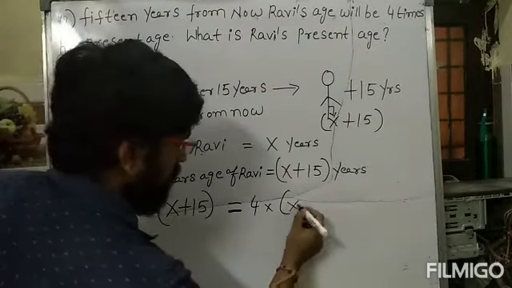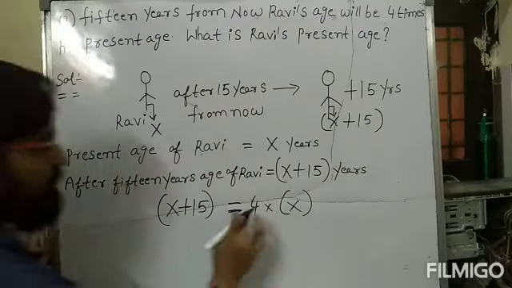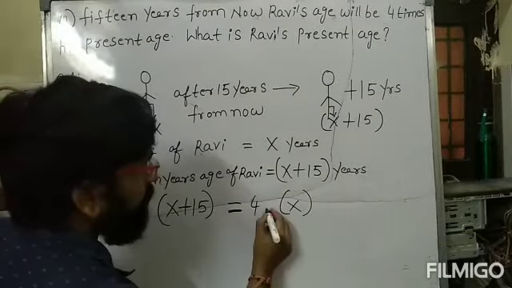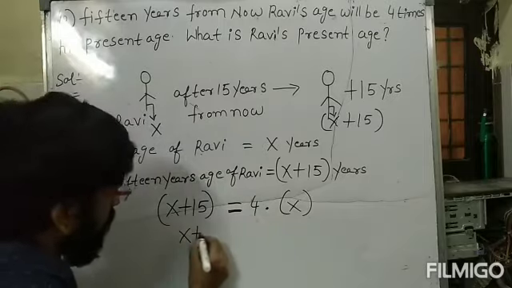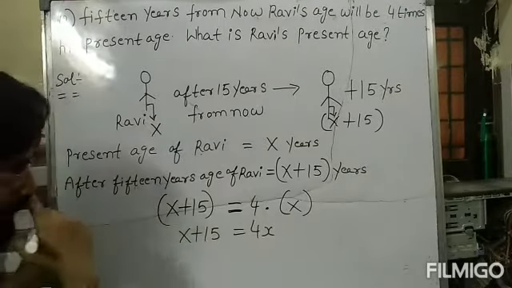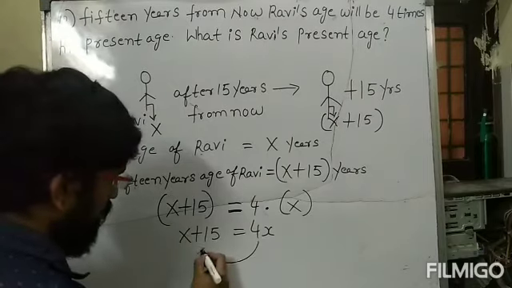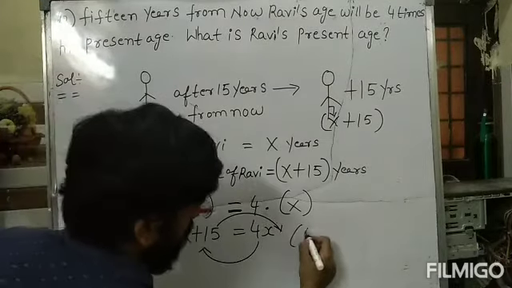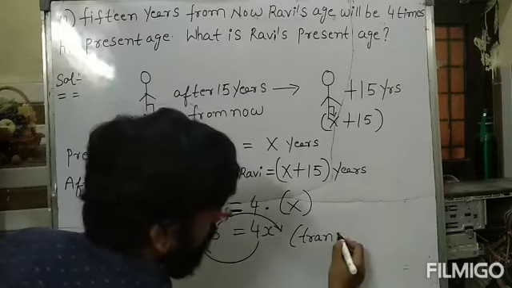What is present age? X years. This is multiplication. Just write like this, otherwise give point. That is x plus 15 is equals to 4x. Now transpose. Write here and write this equation like this. This is called as transpose.